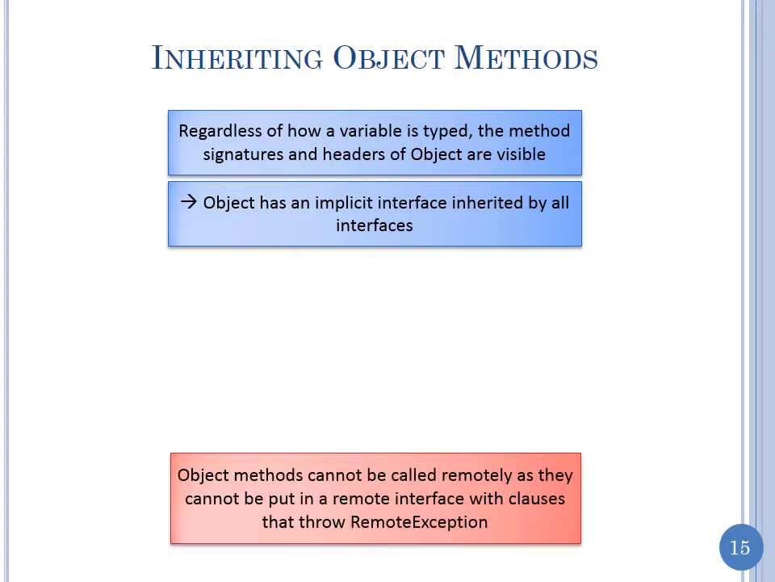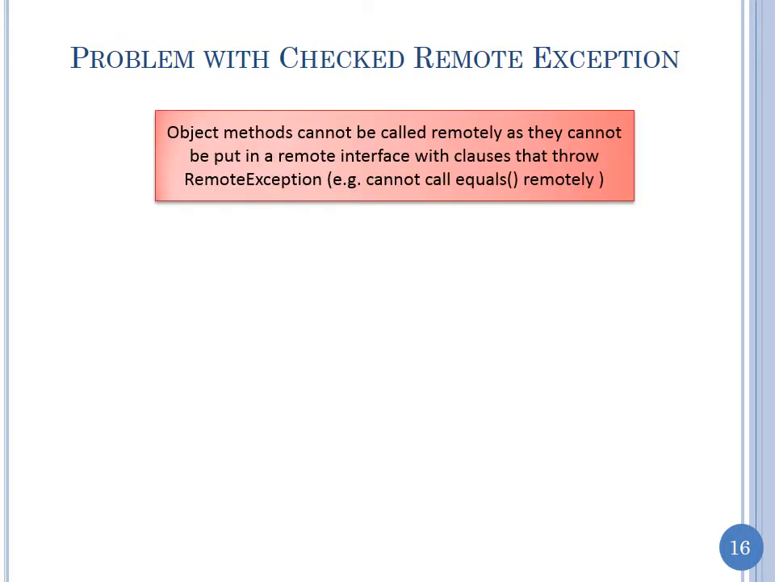Okay. And so indeed Leo was right, and indeed we cannot call Object methods remotely. So we see now that we have two problems that this whole notion of checked remote exceptions has created. Object's methods cannot be called remotely. Okay, so that's one problem.